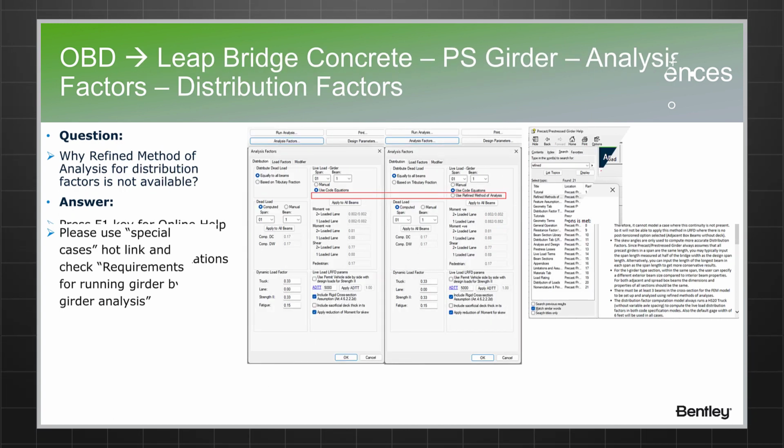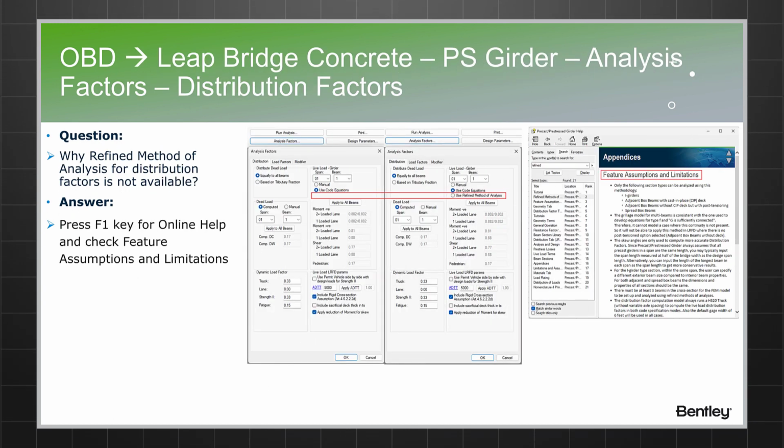The other analysis is the refined method of analysis, which is basically used to calculate the live load distribution factors. There are times when the refined method of analysis for distribution factor is not available. What does the user have to do to get it activated? As you can see in the first screenshot, the refined method of analysis is not available, or it's grayed out. In the second screenshot, you should be able to see the option getting activated.